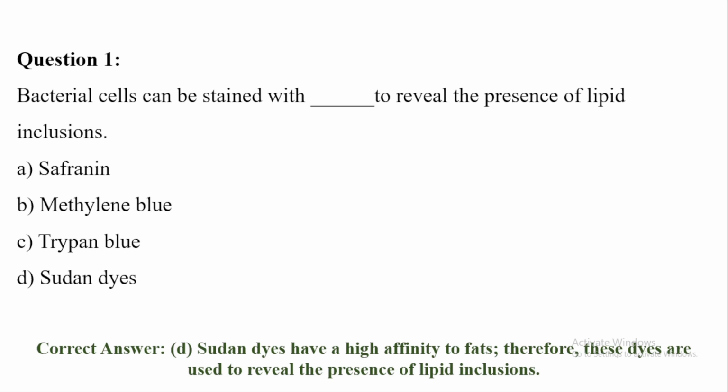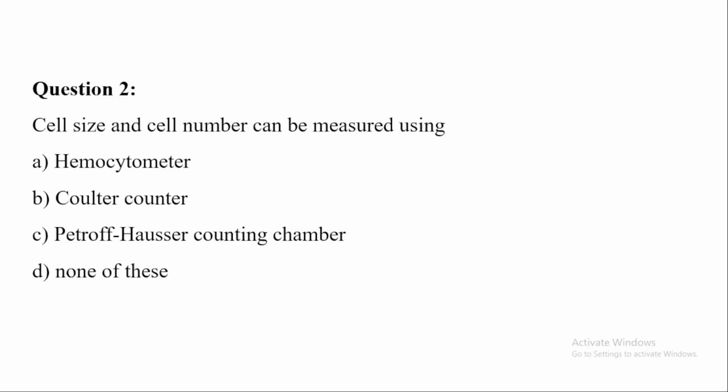So you can see the cells under the microscope. The cells that appear colorless are the live cells and the cells that appear blue are the dead cells that have been stained with trypan blue. Okay, and Sudan dyes are the dyes that are used to stain lipid inclusions. Okay. I hope this is clear. Moving to the next question.